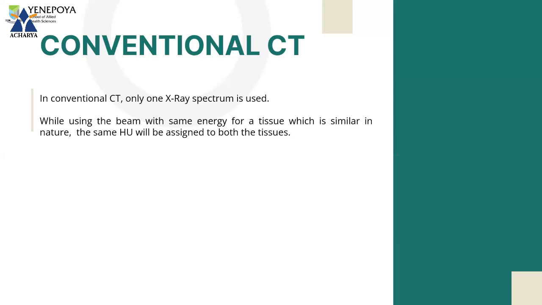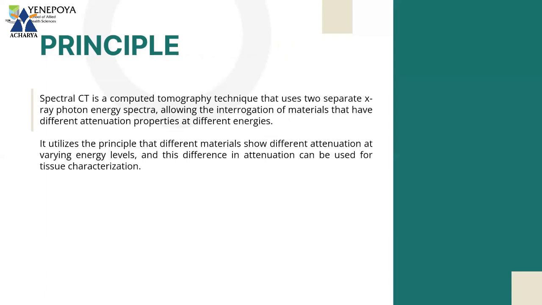So when it comes to the diagnosis part, it becomes very difficult to differentiate between the two. That is where spectral CT comes into the picture. Spectral CT, what does it do? It will use two separate X-ray energy spectra, allowing the interrogation of materials that have different attenuation properties at different energies.